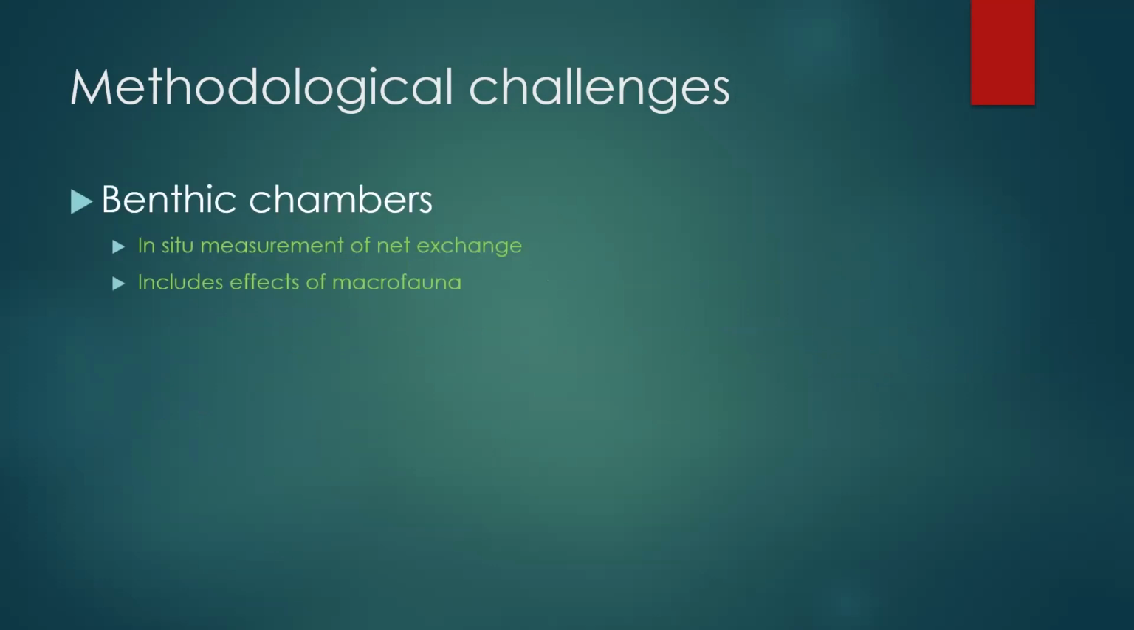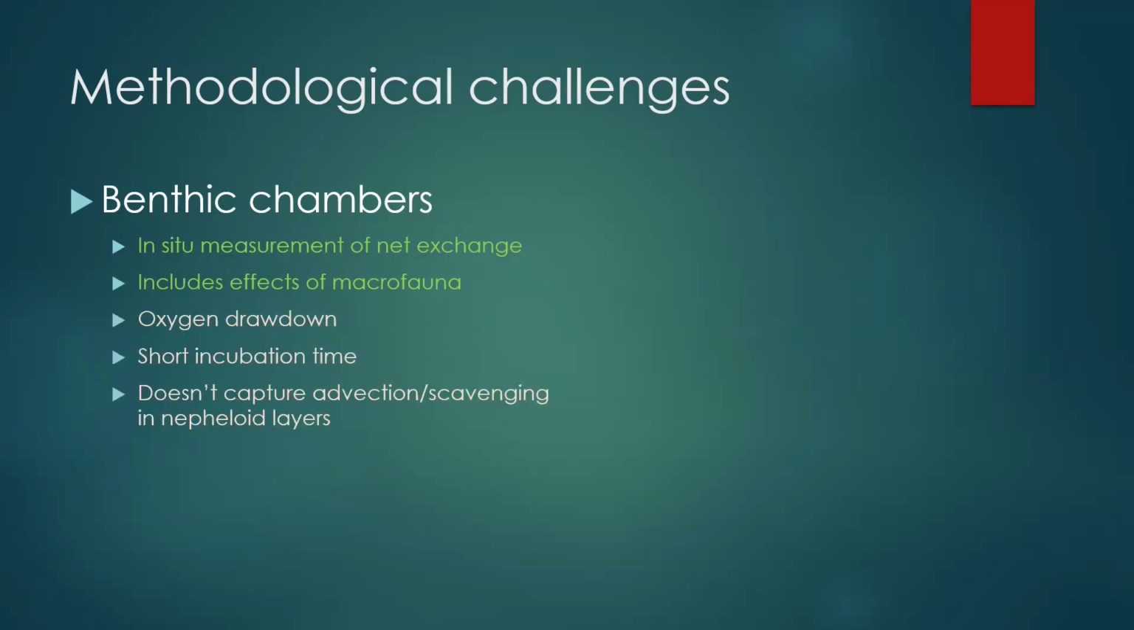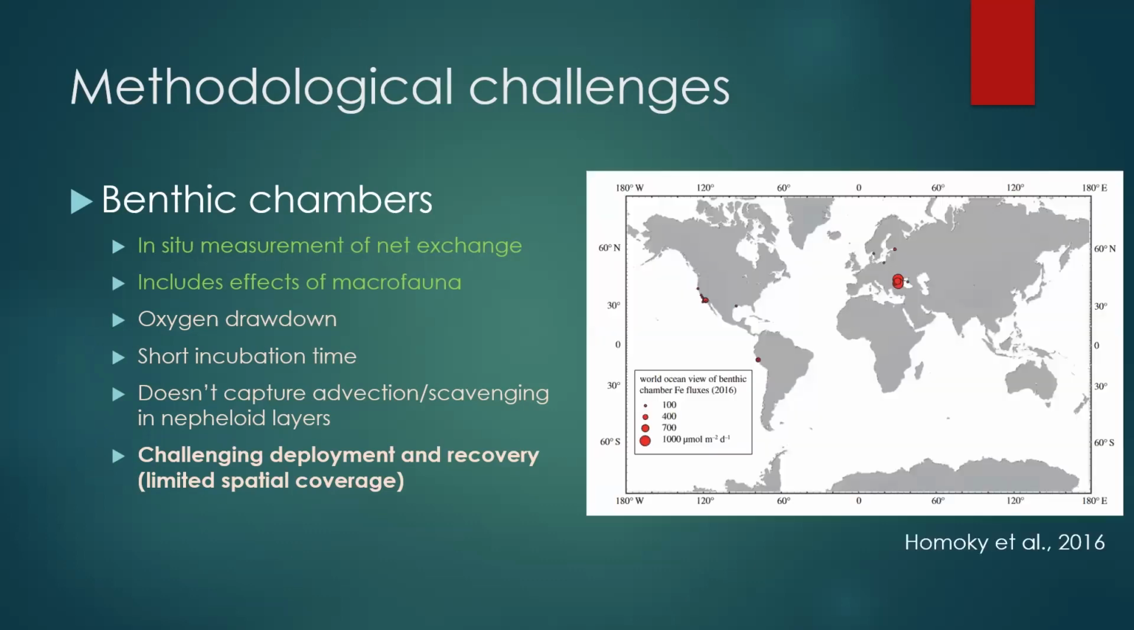Benthic chambers are also an in situ measurement of net exchange, and they include the effects of macrofauna. But depending on the system you're using, there can be an issue with oxygen drawdown and short incubation time. If the rates are slow enough, you won't really capture the flux, and it doesn't capture some of the water column processes. And possibly most important in my mind, they can be really challenging to deploy and recover, and therefore we have really limited spatial coverage. This was from 2016, so hopefully there's a lot more now, but at least in 2016, these show all the spots where we actually have benthic chamber fluxes.